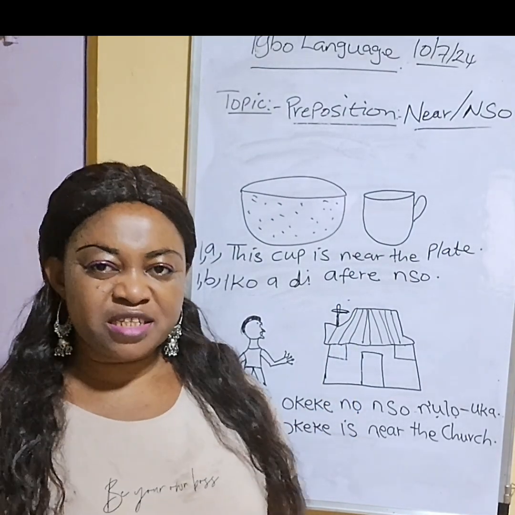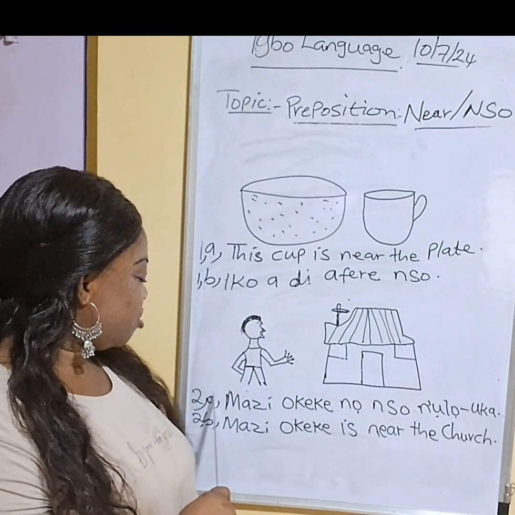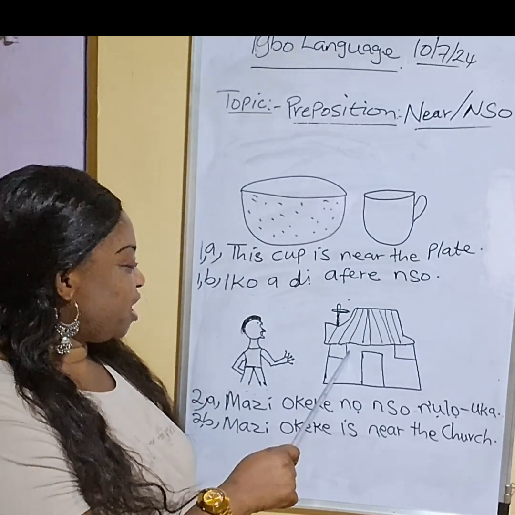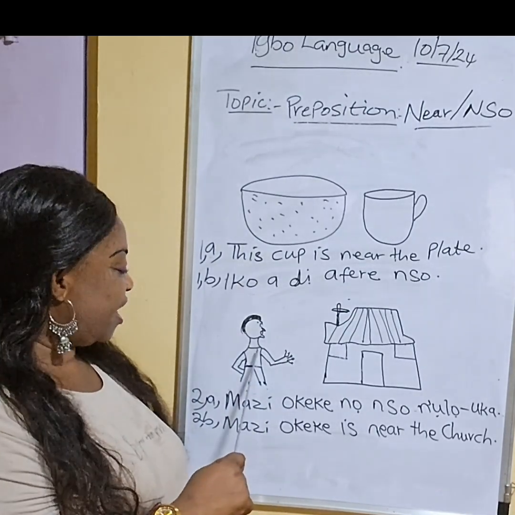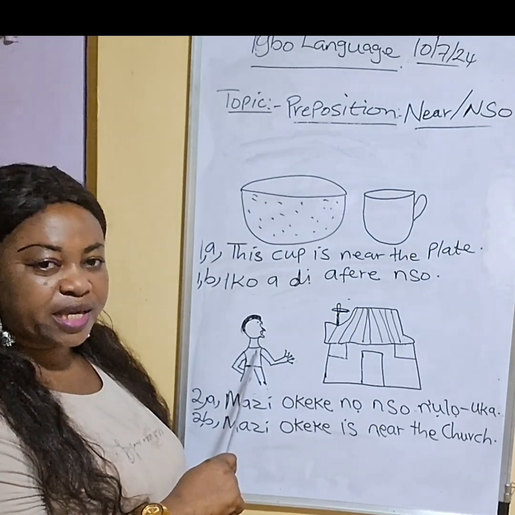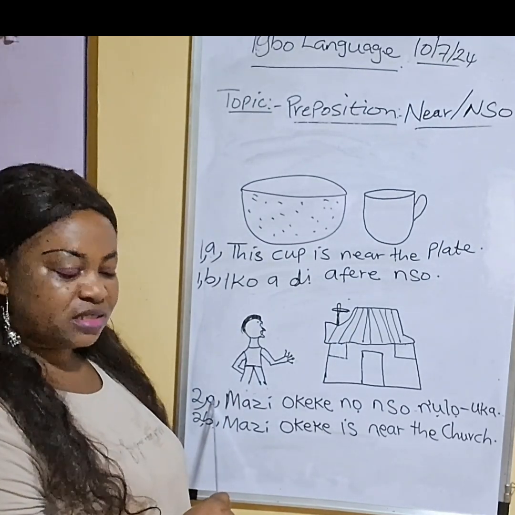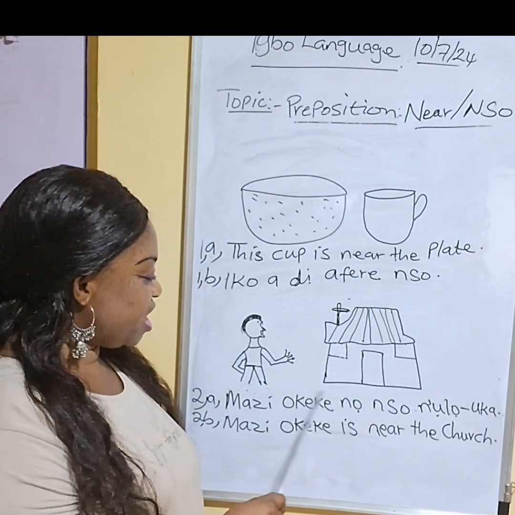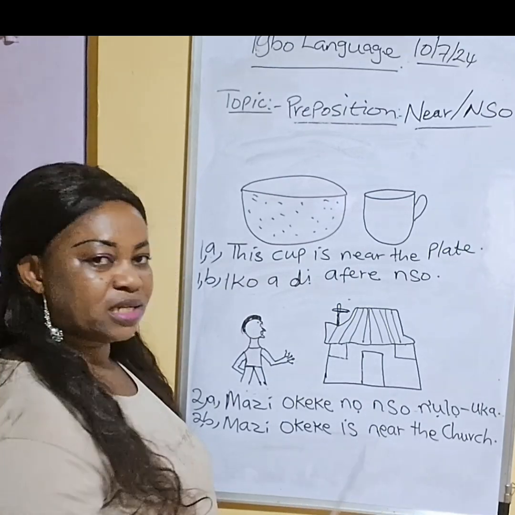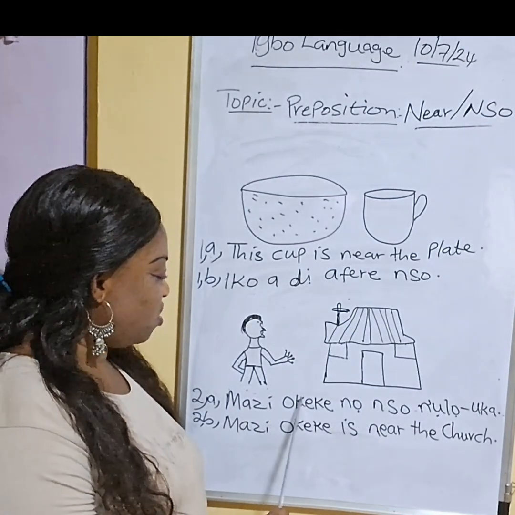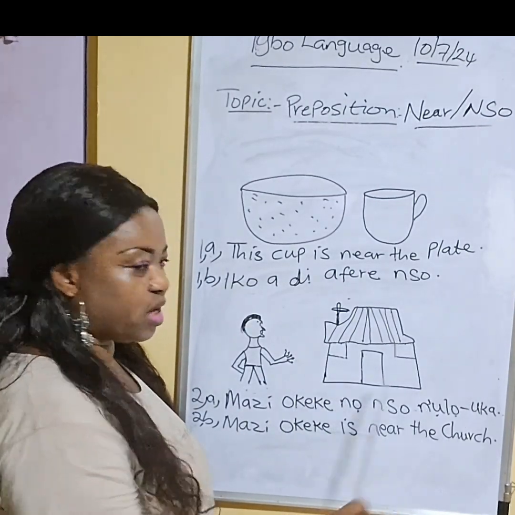Let's see another sentence. Sentence number 2 says, you can see this church, and this is Mazi Okeke. Sentence says, Mazi Okeke no nso n'ụlọ ụka. Mazi Okeke no nso n'ụlọ ụka.